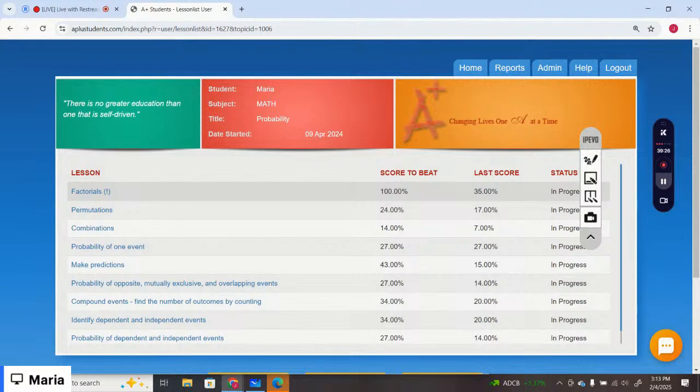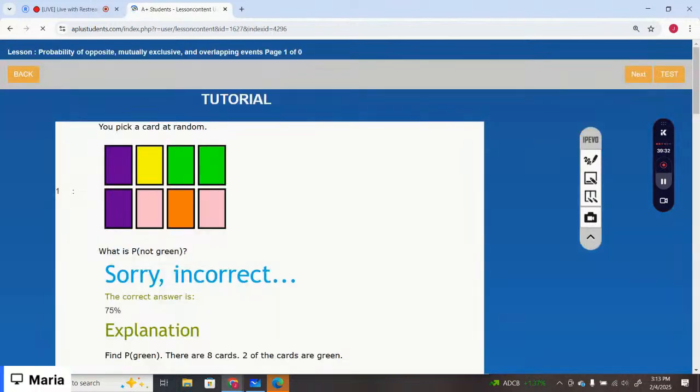The next lesson is possible probabilities of opposite, mutually exclusive, and overlapping unions.